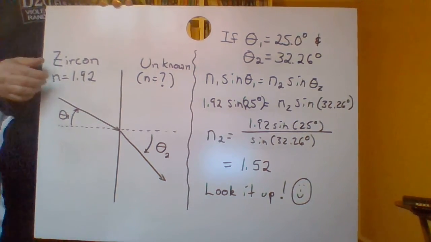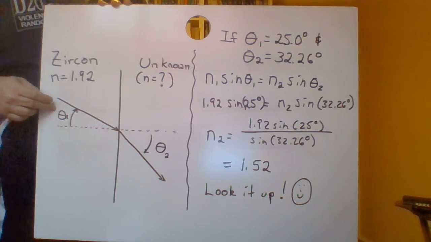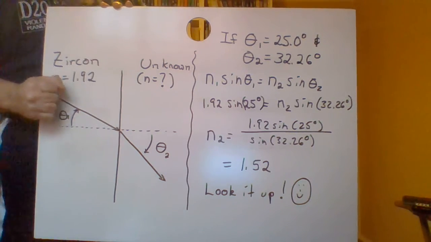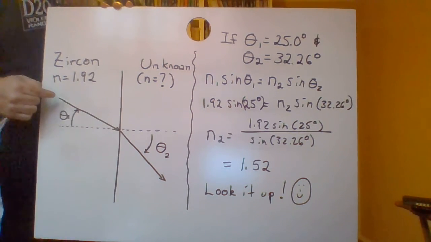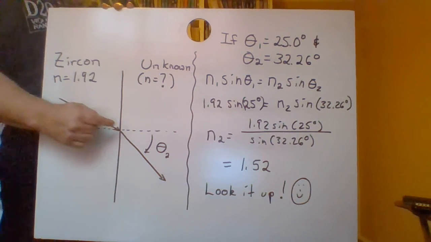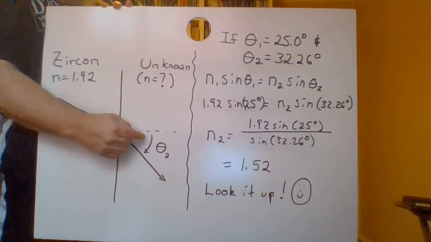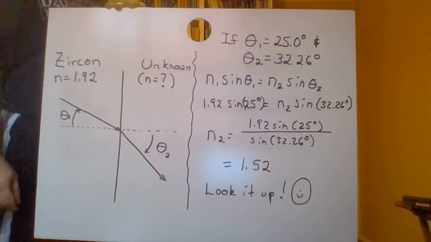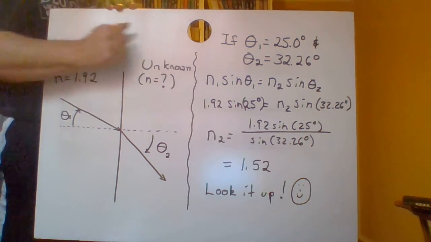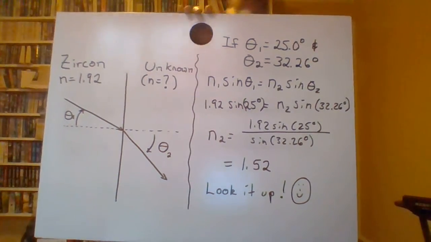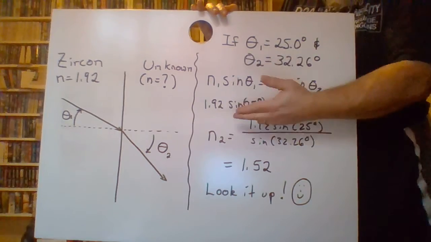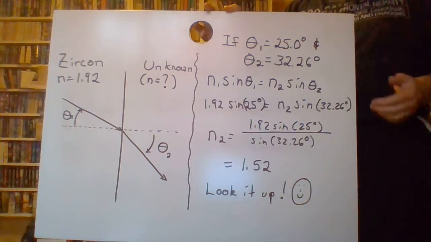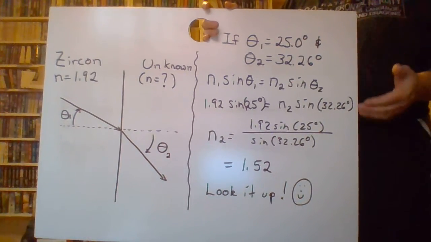All right. So let's say that in the zircon, the angle it makes with the normal line, the angle of incidence, is 25 degrees. And let's say this is a laser, a beam of laser light. We're able to measure the angle over here in the unknown refracting medium, and that angle is 32.26 degrees. If we make our substitutions, then the algebra leads us to an index of refraction in the refracting medium of 1.52.